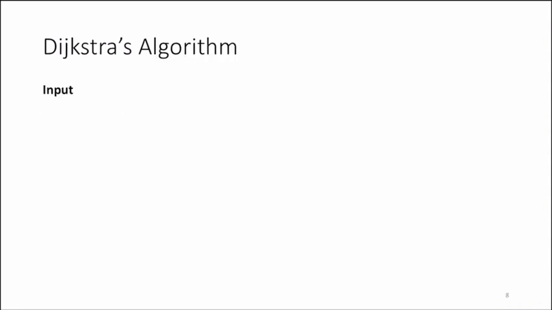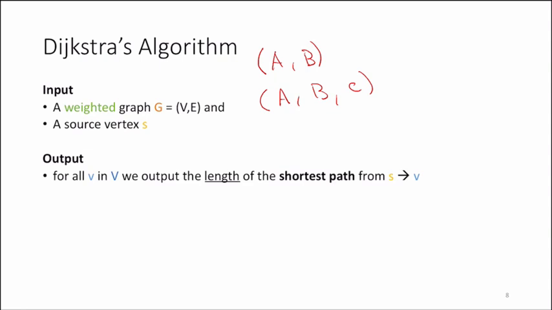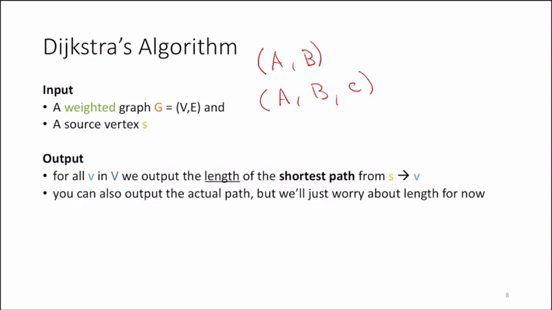All right, so here's our definition of Dijkstra's algorithm. As an input, we're going to have a weighted graph. Again, this is our first application of having weights for our graph. All that really means is that a single edge, instead of just being an edge from A to B, also includes some weight information, so maybe it has a cost or a weight C. Dijkstra's also needs a start vertex, just like depth first search and breadth first search did. Our output is, for all vertices V, the length of the shortest path from S to V. We can also output the actual path, but for the purposes of our lecture slides, we're just going to worry about the length of the path for now.